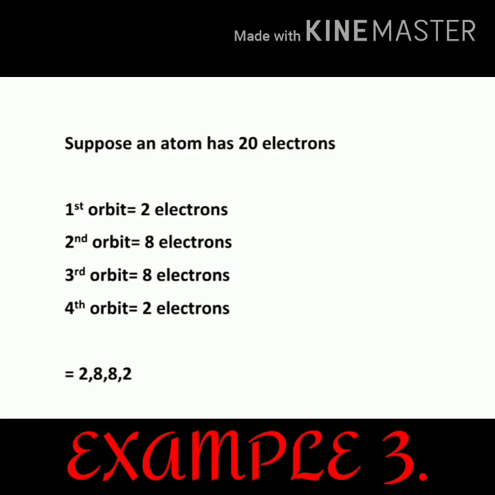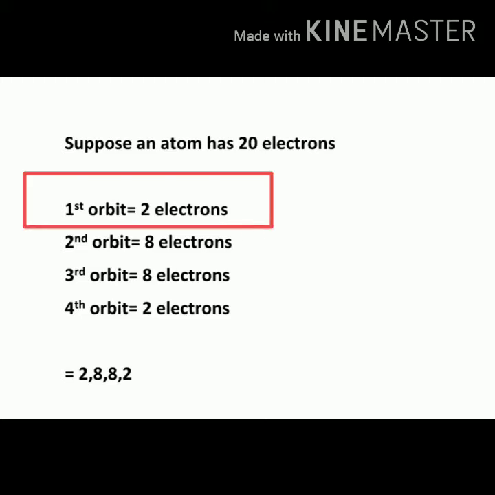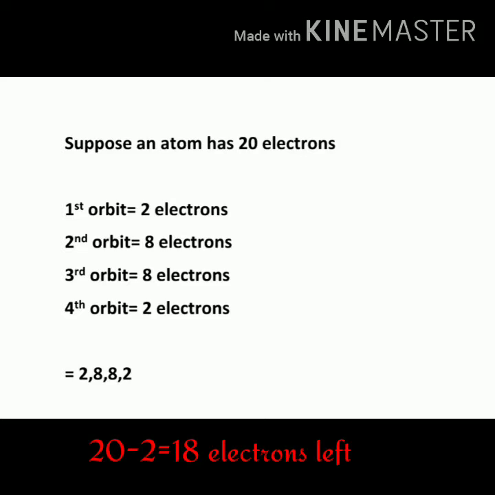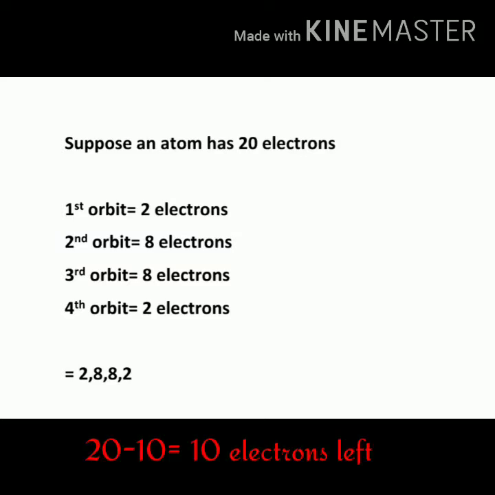Now let's see the next example. Suppose an atom has 20 electrons. So obviously first orbit 2 electrons. How many left? 20 minus 2, 18. So in the second orbit maximum how many? 8 electrons. So the next 8 electrons will go in the second orbit. So how many left now? 2 plus 8, 10. So 10 more electrons are left. Now we'll go to the third orbit.